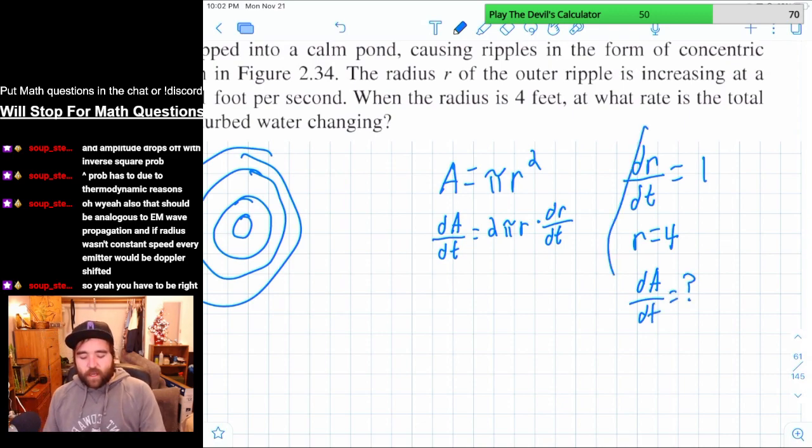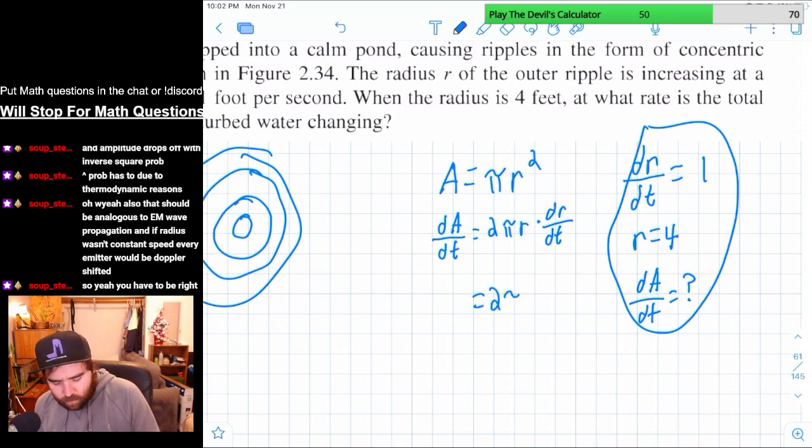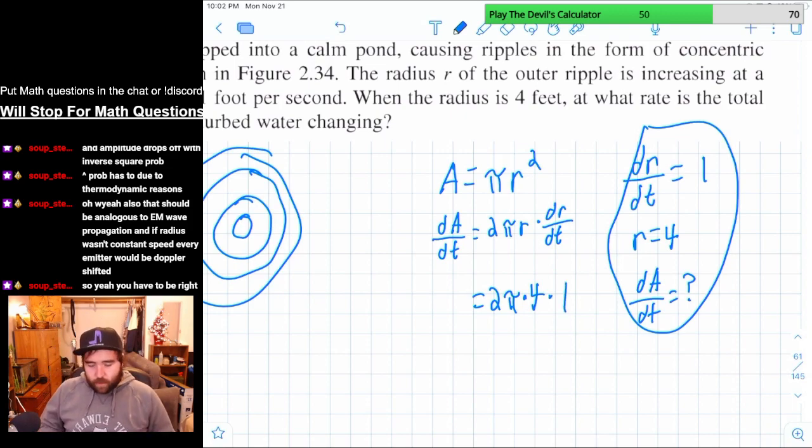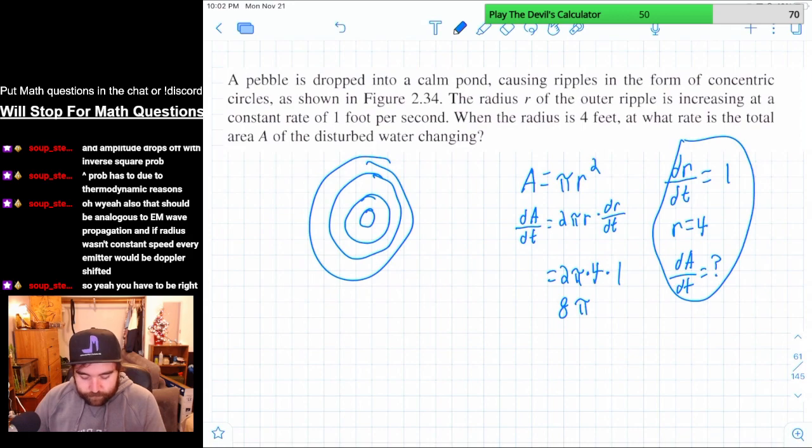And so I think it is nice to set all this up, because now it's pretty simple to just plug everything in. The dA/dt is our unknown. That's what we want. And that equals 2 pi, the radius, what we want when the radius is 4, and it changes, dr/dt is 1. So 8 pi. So the area changes by 8 pi when the radius is 4.